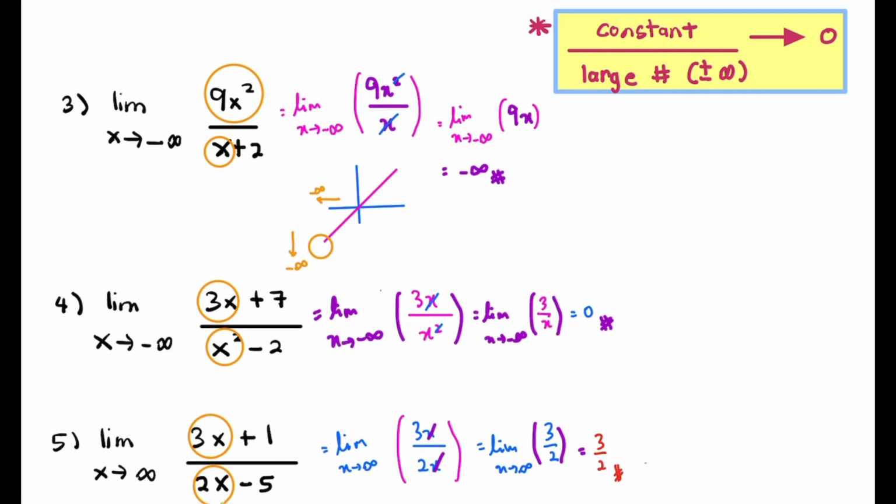And finally, for example 5, this is the limit of this function as x approaches infinity. So let's take the highest term in your numerator and the highest term in your denominator. Since you have a common term, let's cancel it out. So you are left with the limit as x approaches infinity of 3 over 2. Now the limit of a constant is again a constant. So the answer is 3 over 2.